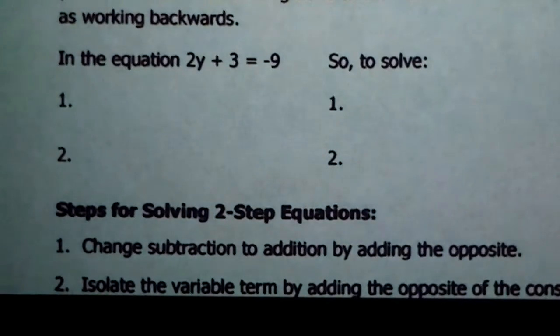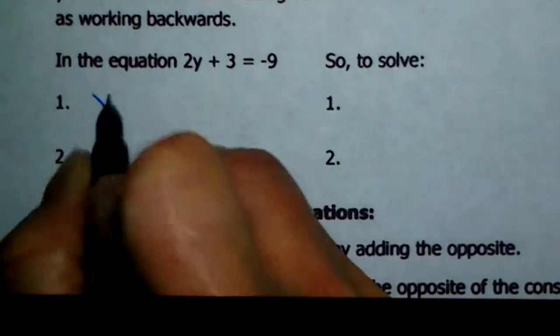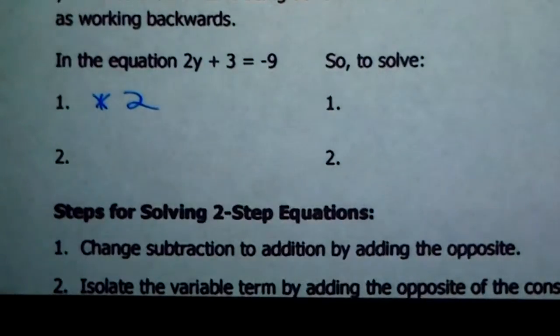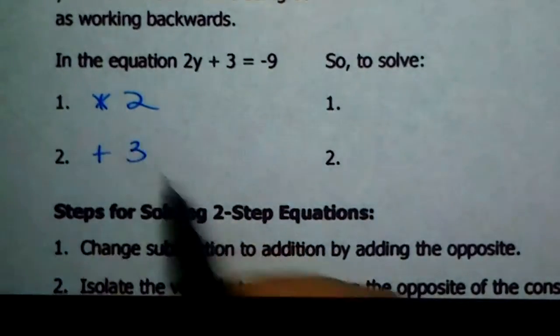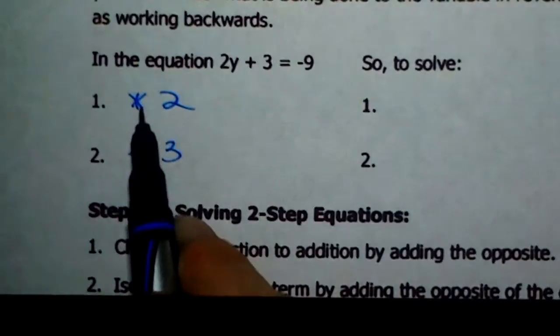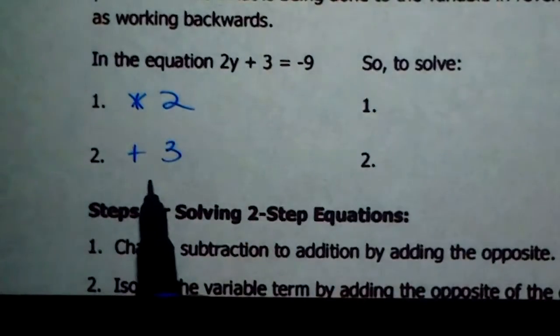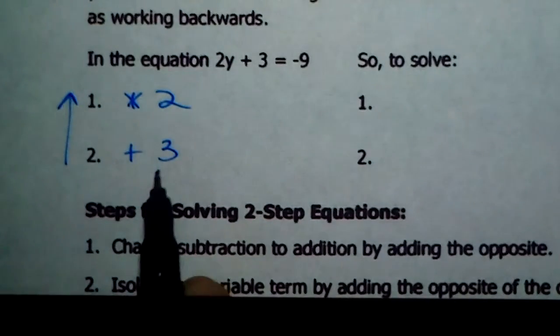So in terms of the order of things happening to this y, the first thing that happens to y is it's being multiplied by 2. After it's multiplied by 2, then you'd add 3 to it. So when I say to isolate the variable, you have to undo what's being done in reverse order. I mean, if the first thing you did was multiply it by 2 and then add 3, then the first thing you want to undo is the adding 3. So step 2 is what you want to take care of first.